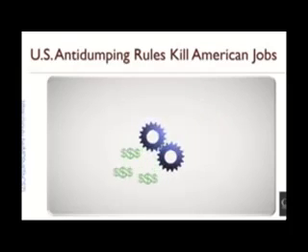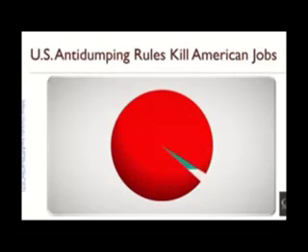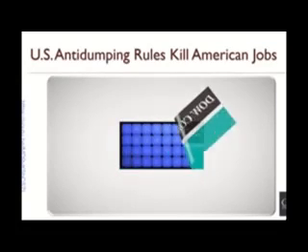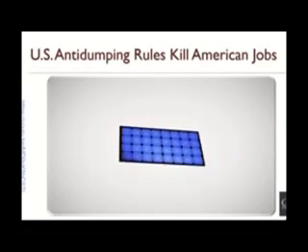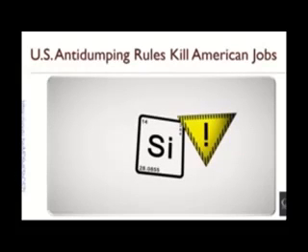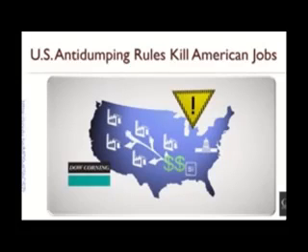But access to these inputs at lower cost means lower prices for consumers. Anti-dumping rules raise prices for consumers and producers, shrink profits, and reduce the capacity of firms to invest, expand, and hire more workers. Consider Dow Corning. Dow Corning makes silicones, a crucial component of solar panels, and a crucial component of silicones is silicon metal. But because of anti-dumping duties that prevent cheap imports, Dow Corning has to pay double the world price for silicon metal, all in the name of protecting domestic producers.